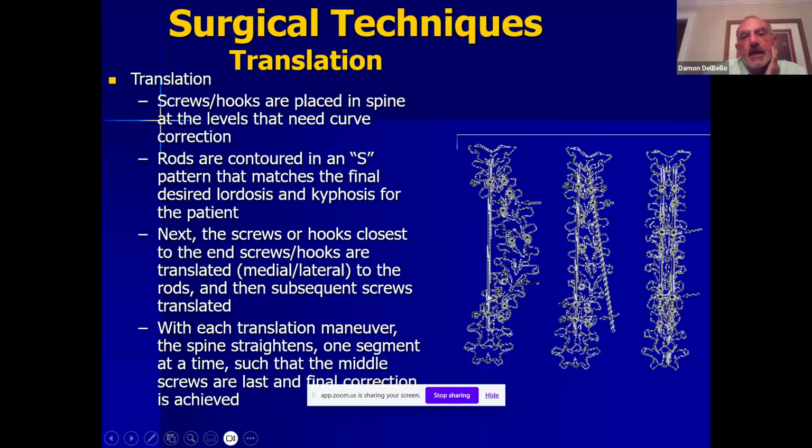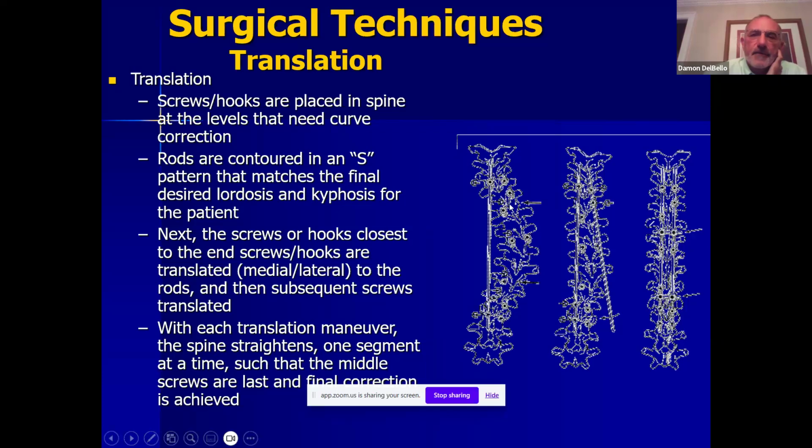Techniques, a translation technique. Let me back up. Many times I'm asked, what technique do you use to correct a spine? And my answer to them is I use them all, because there are elements in almost every fusion that require multiple techniques depending on the level and the type of curve you're working on.